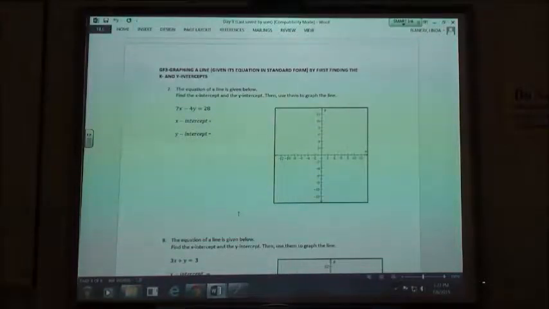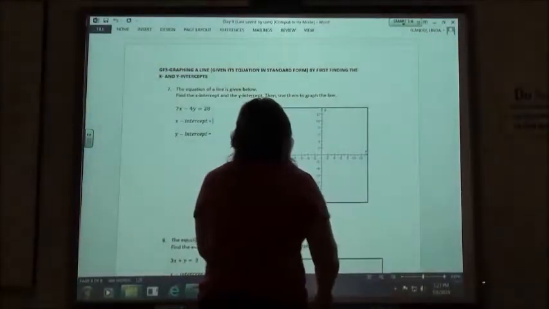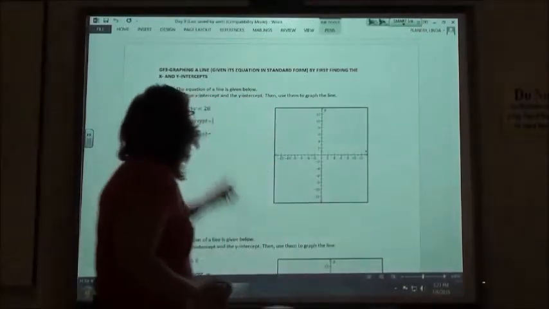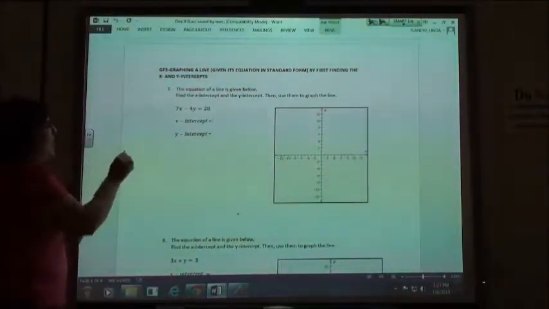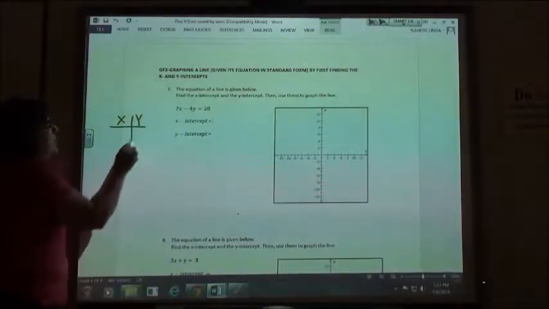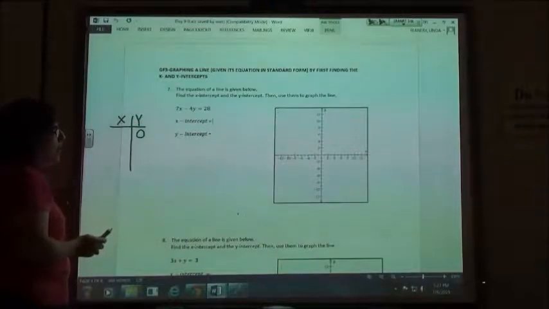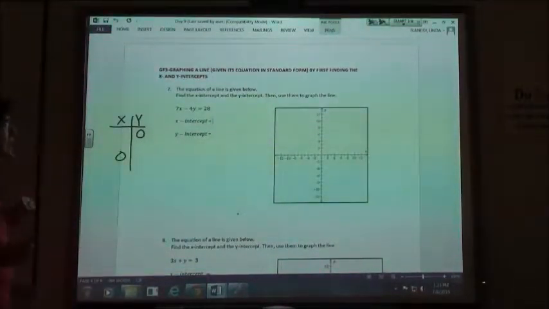Alright, the next ones we're graphing ones that are in standard form by finding the x and the y-intercept. You could also rearrange it and solve it for y and put it in slope-intercept form. I like to do the x and the y-intercepts. So if I am going to do the x and the y-intercept, it's kind of like I'm making a table. For the x-intercept, I'm putting 0 in for y and solving. For the y-intercept, I'm putting 0 in for x and solving.